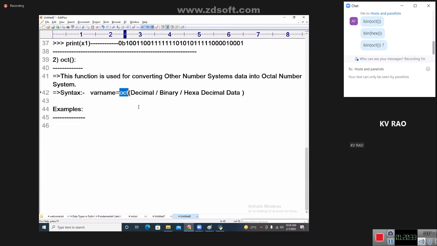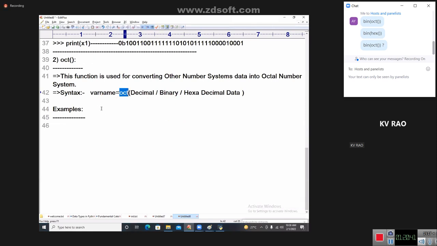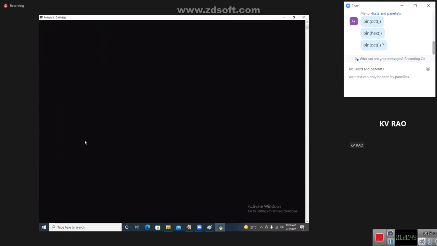Octal function can convert what? Decimal to octal. Okay. Binary to octal. Okay. Hexadecimal to octal. All sorts of values are coming out. Let us go back here. I'm going to come out of that. A is equal to 18. 18 is one number for me.